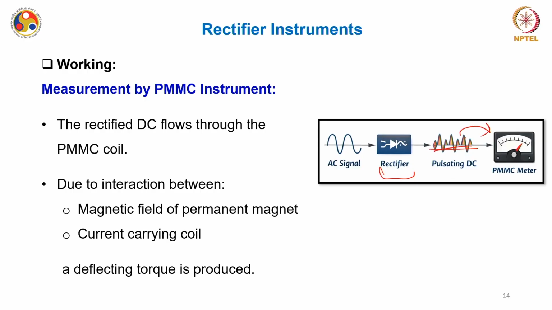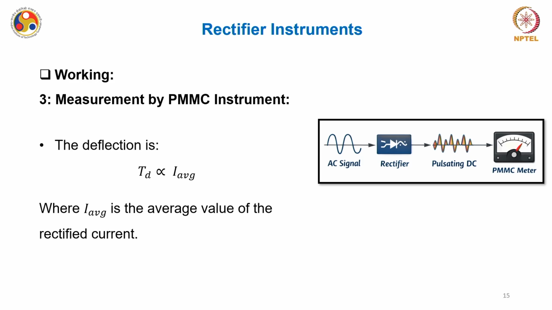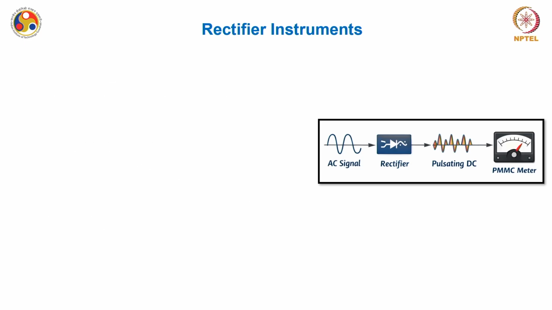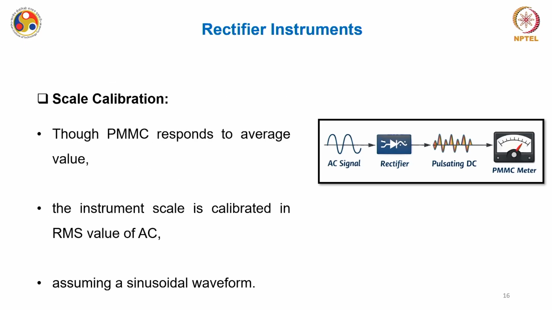Due to the interaction between this DC, the magnetic field of the permanent magnet and the current carrying coil, similar to any other DC measurement, you will have a deflection torque, and the measurement can be done. So the deflection is proportional to I average, where I average is the average value of the rectified current. We know that PMMC instruments respond to the average value. The instrument scale is calibrated in RMS value of AC, assuming a sinusoidal waveform.